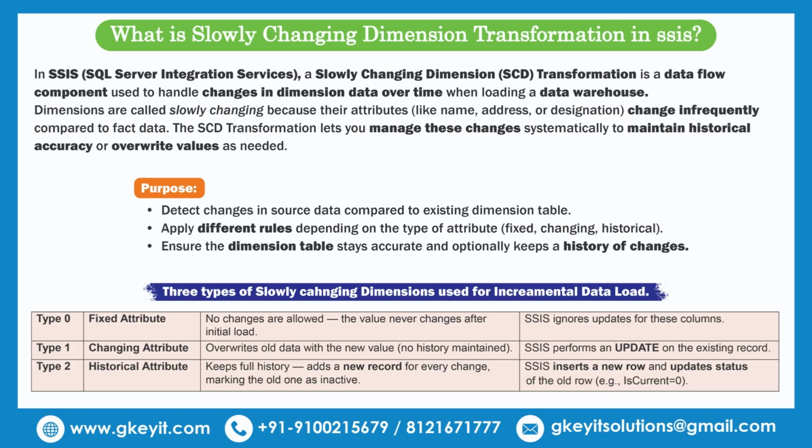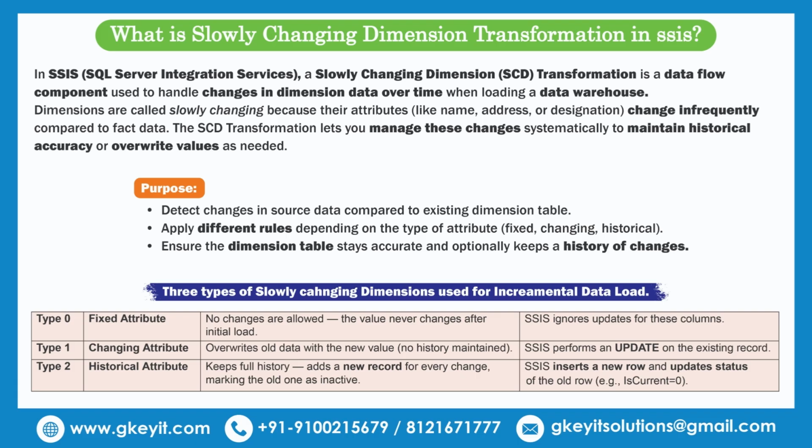First one is type 0, which is called fixed attribute. Here, no changes are allowed. The value never changes after initial load. SSIS ignores updates for these columns. Coming to type 1, it is changing attribute. It overwrites old data with a new value. No history is maintained. SSIS performs an update on the existing record.